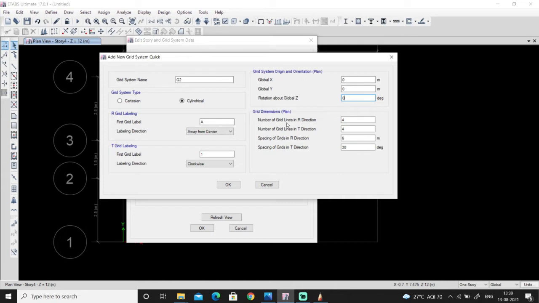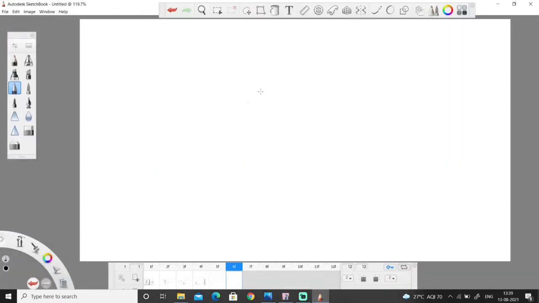After this are the grid dimensions in plan. Here it asks for the number of grid lines in R direction, the number of grid lines in T direction, the spacing of the grid lines in R direction, which is in meters, while the spacing of the grid lines in T direction is in degrees. So let us see what is the meaning of these R and T lines. Suppose the coordinate of the center is 0 comma 0.